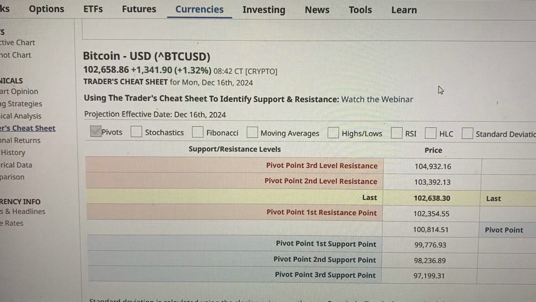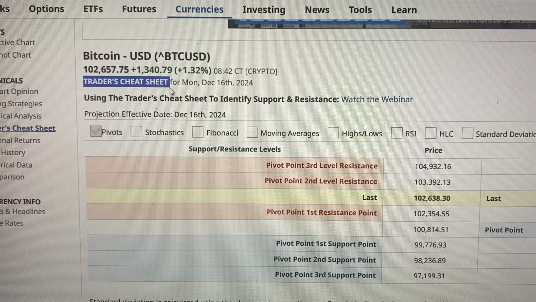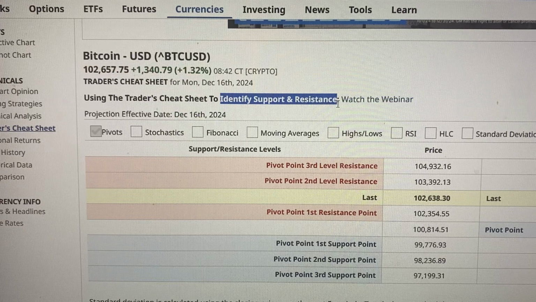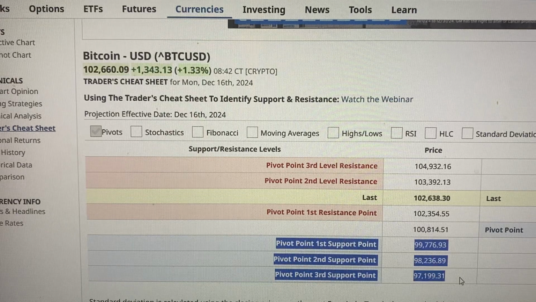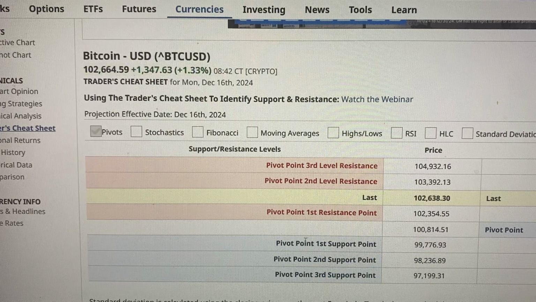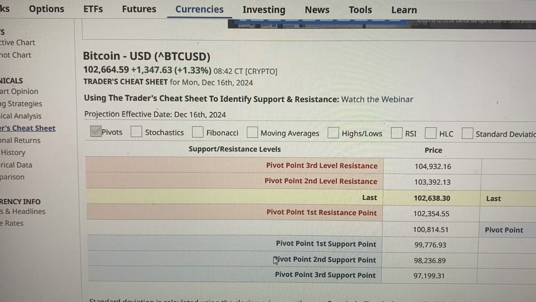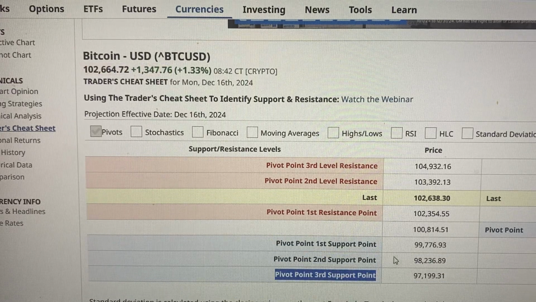So again, combining the trader's cheat sheet, using the ability to identify key support and resistance levels, I'm able to purchase Bitcoin consistently on the dippy dip at these levels here. Not at the price. I don't care so much about the price. I want to be able to purchase the market here at support, support, and support. It's like 1, 2, 3.